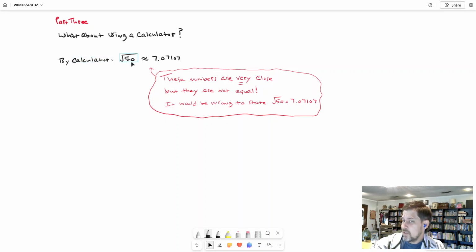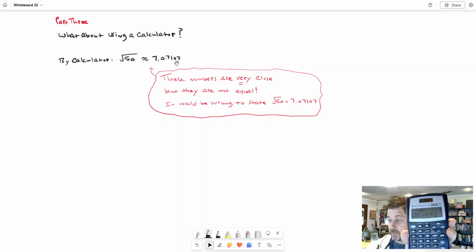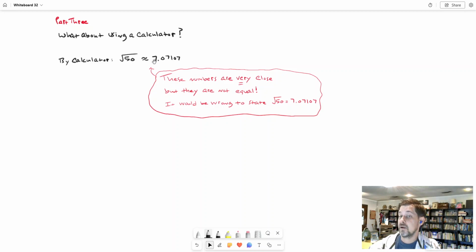At best, you could say root 50 was approximately equal to 7.07107 if you rounded it, or you could even write this whole number down. It would still only be an approximation. Square roots like this are called irrational numbers, and what that means is that you can never fully write down all the decimal places to the number. So that means no matter how many decimal places you write down, it's not exactly equal to whatever root 50 is. Okay? Now, scientists and engineers, and people that work in technical fields, have to work with approximations sometimes, and that's fine.